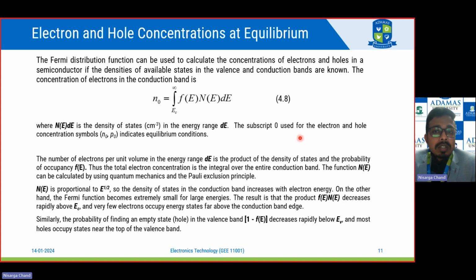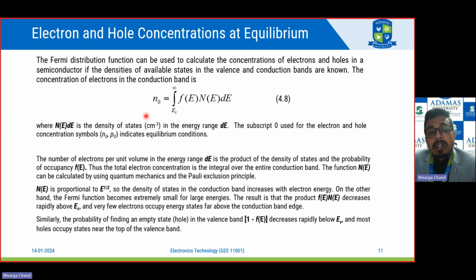So the electron and hole concentration at equilibrium, where n0 is equal to the integral from EC to infinity, EC being the conduction band energy, of f(E) N(E) dE. Now what is N(E) dE? N(E) dE is the density of states in the energy range dE, a small energy displacement. The subscript 0 used for the electron and hole concentration symbols indicates equilibrium conditions. That's why I put 0 over here: electron concentration in equilibrium is n0, and hole concentration in equilibrium is p0.